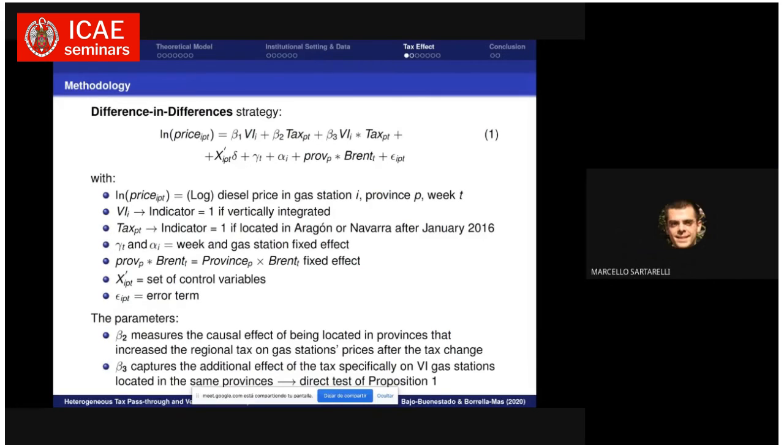Again, for the version you're going to submit, I would spend more time convincing the reader that the two events are exogenous to changes in price.